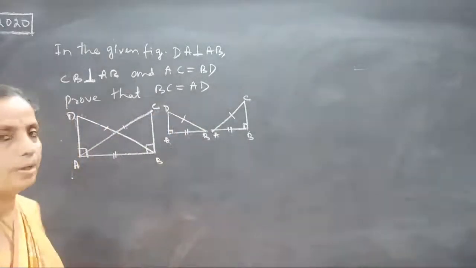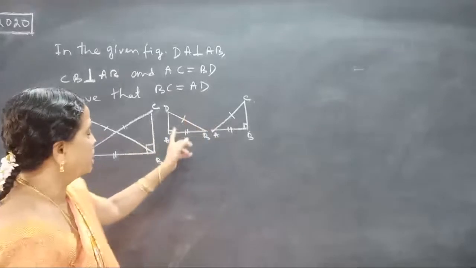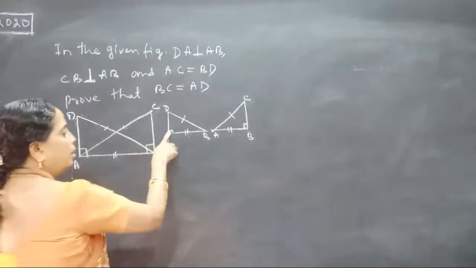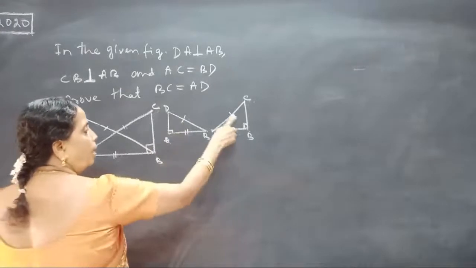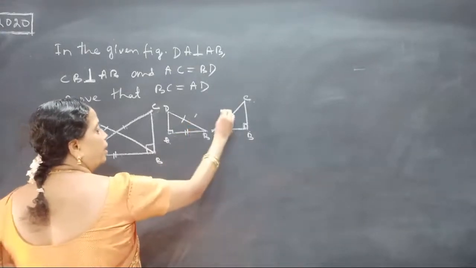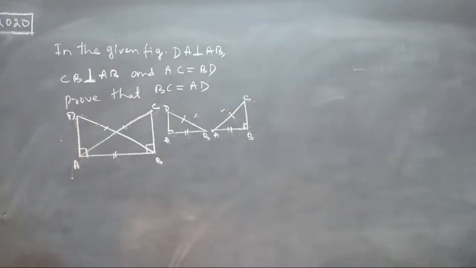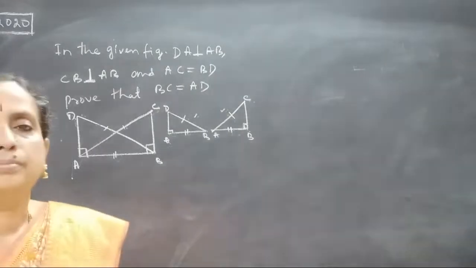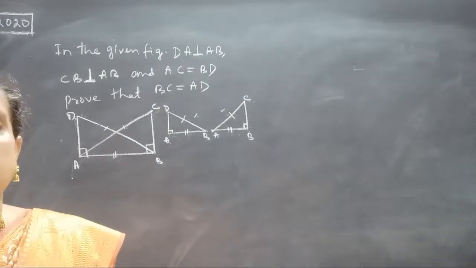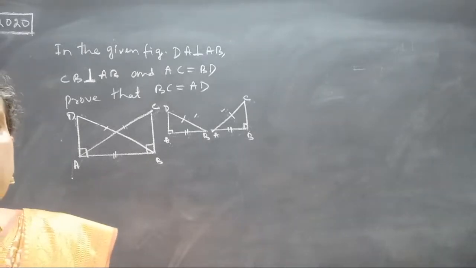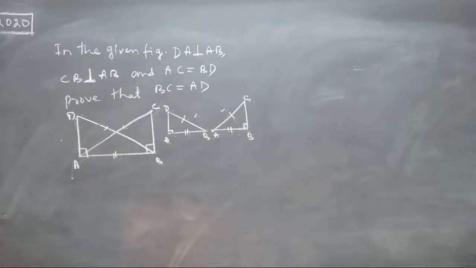Now easily you can identify the matching part. It satisfies right angle hypotenuse side, RHS. So two triangles are congruent. When they are congruent, then we can say that AD equals BC as its CPCT. Clear? Check on the figure. We'll move on to the answer.